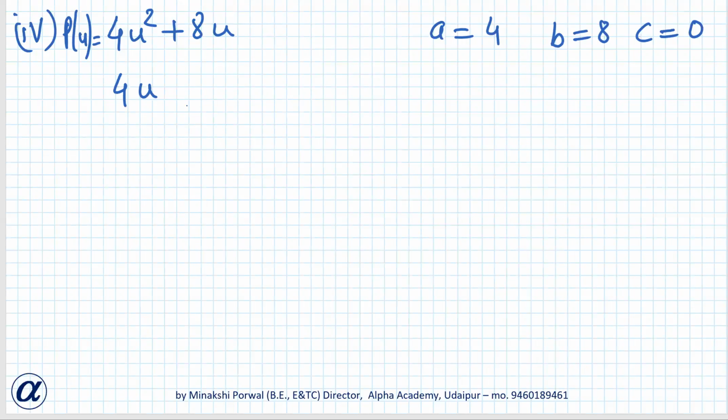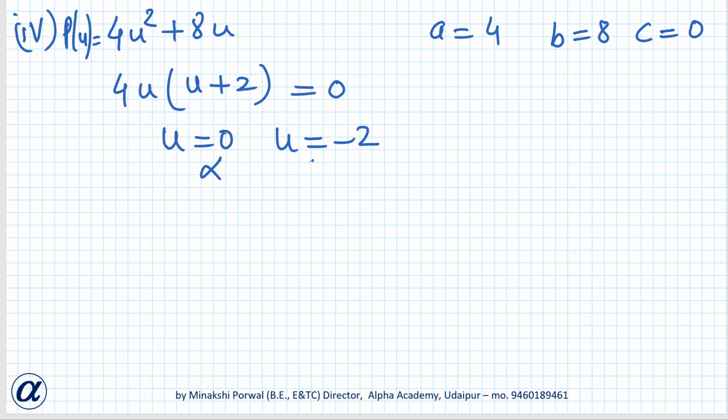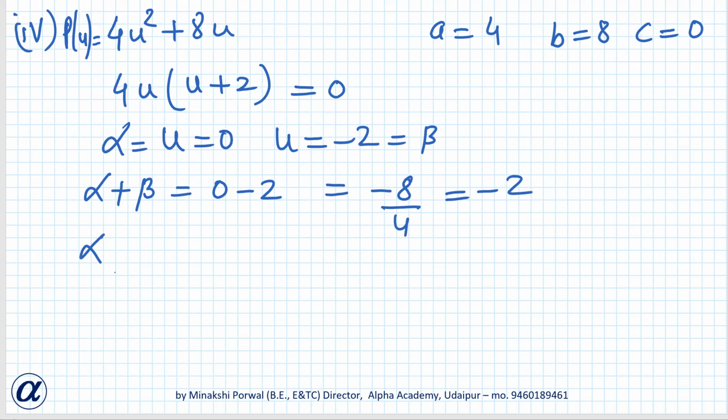We'll take 4u outside. So it is u plus 2. When you will put this equal to 0, u equals to 0 and u equals to minus 2. So this is alpha and this is beta. Okay. Or we can write alpha equals to u equals to 0 and this is equal to beta. Now we have to verify the relationship alpha plus beta, that is equal to 0 minus 2, is equal to minus b by a, minus 8 by 4, that is equal to minus 2, and alpha into beta, that is equal to c by a. So 0, it is 0 and c is also 0.